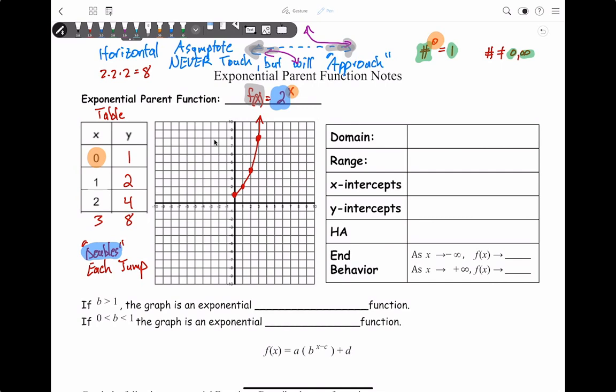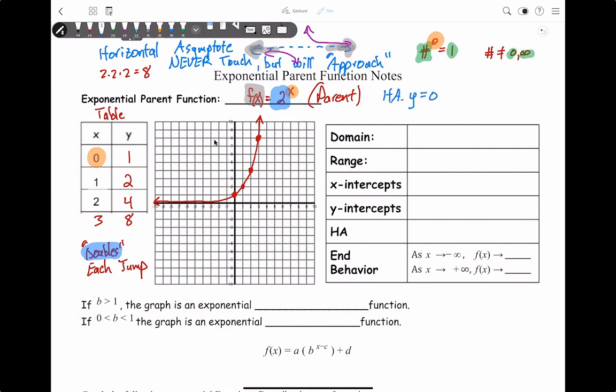So in this graph, our parent function, 2 to the x, we're going to show that as you go to the left, it too will approach y is equal to 0, which is my horizontal asymptote for the default parent function.